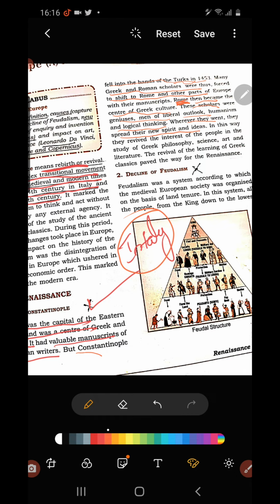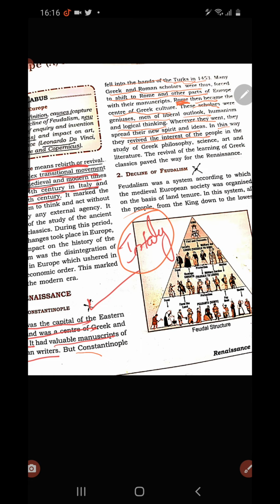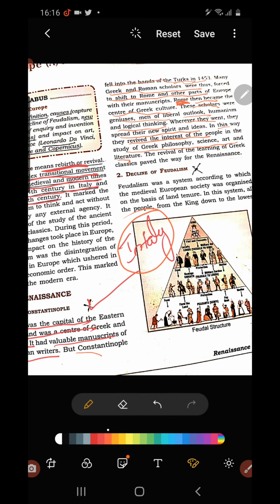Especially they went and settled in Rome, that is in Italy. In this way, they revived the interest of the people in the study of Greek philosophy, science, art and literature. And the next point we continue is the decline of feudalism.